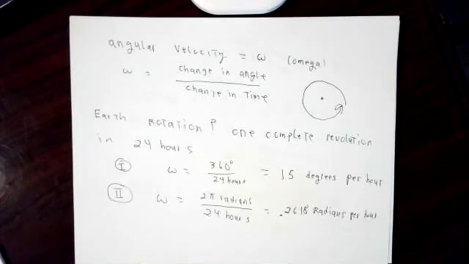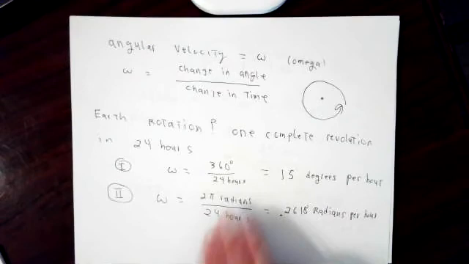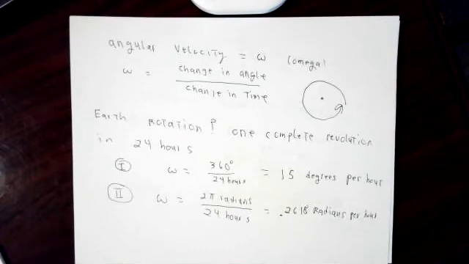If you wanted to use degrees for your units, then omega would be 360 degrees over 24 hours, which would be a 15 degree per hour change. On the other hand, if you wanted to use radians, then omega would be 2 pi radians over 24 hours, which when you do the arithmetic is about 0.2618 radians per hour.